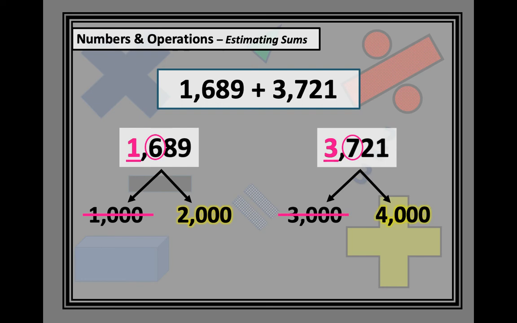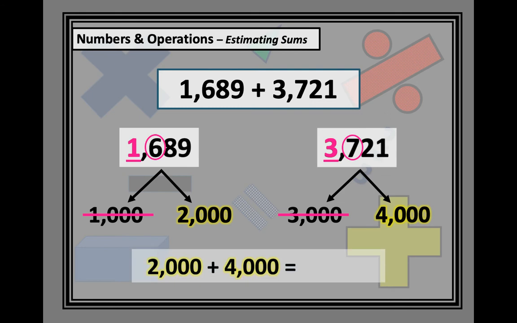So once you've done your rounding, your calculation should be really easy to do. Here I'm just adding together 2,000 plus 4,000. Using place value, I know that my answer is 6,000. So if you think back to your original problem, the answer to 1,689 plus 3,721 should be close to our estimate, not exact. We rounded both of our numbers up, so we know our estimate's actually going to be a little bit high.